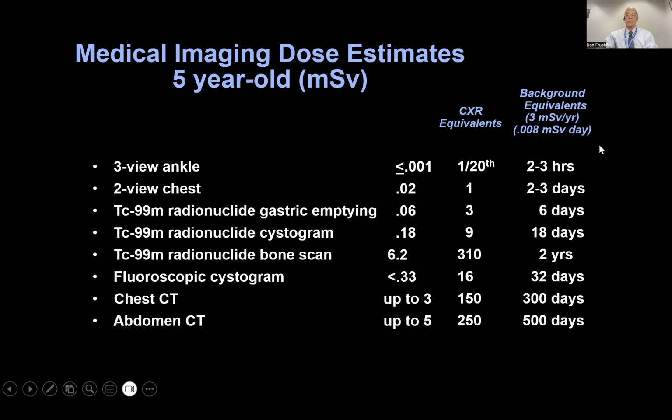So it's just something to remember in your practice, perhaps in conversations with your colleagues or with parents or patients that you may be taking care of, that you can reassure them that from a radiographic standpoint, the doses that we deliver are actually quite low.